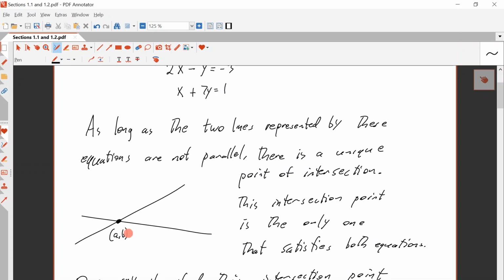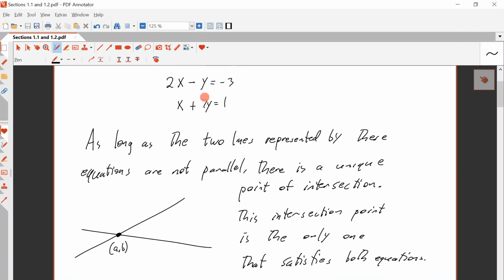Well, whatever those numbers might be at that intersection point, if you plug them into either equation, they will satisfy the equation. In other words, if I put in x equals a and y equals b, from this point it will equal negative 3. Same thing for a and b here. a plus 7b will be equal to 1, and that's the unique point that satisfies both equations.